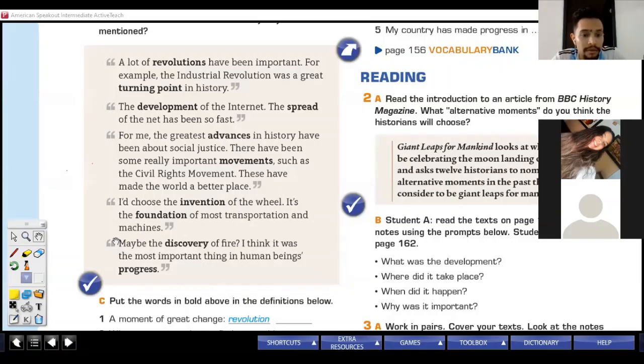Maybe the discovery of fire. I think it was the most important thing in human beings' progress. All right. Remember the other day in the classroom when I taught you about those words that are written the same way but pronounced differently and of course mean different things. The same thing happens with progress. Here we say in human beings' progress, right? Progress, if you say progress, is the verb. I mean, progress is progreso, and progress is progresar, the verb. So be careful there. Here is progress. All right, good.